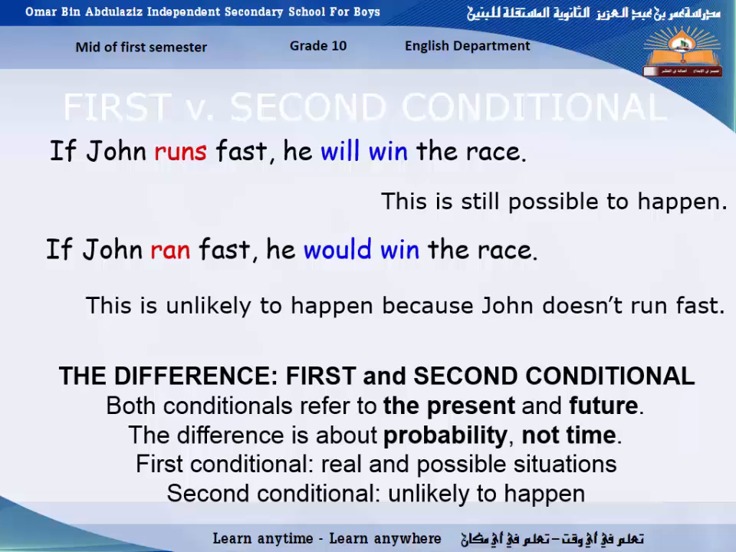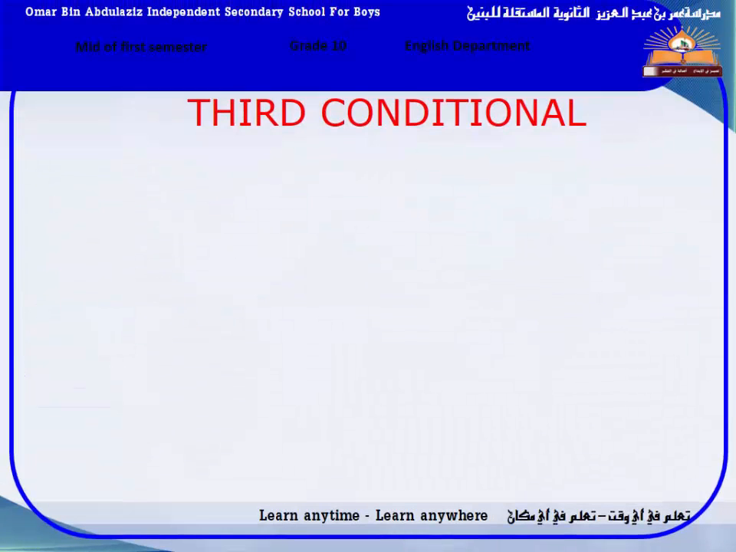The difference. First and second conditional. Both conditionals refer to the present and the future. The difference is about probability, not time. First conditional, real and possible situations. Second conditional, unlikely to happen or it's impossible to happen.